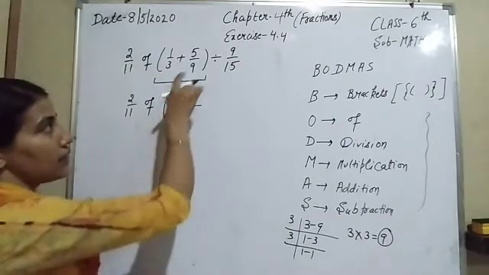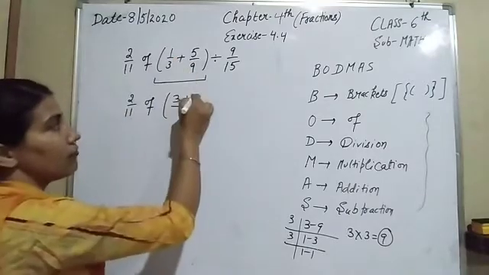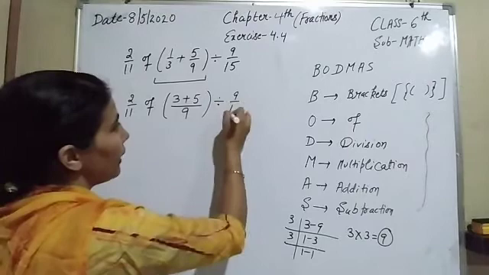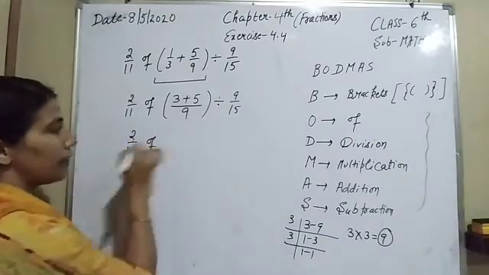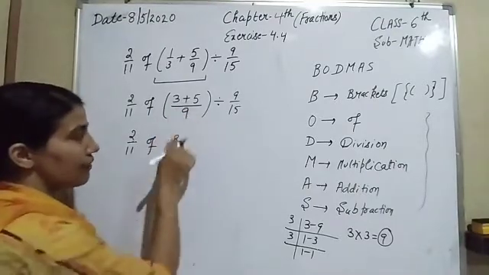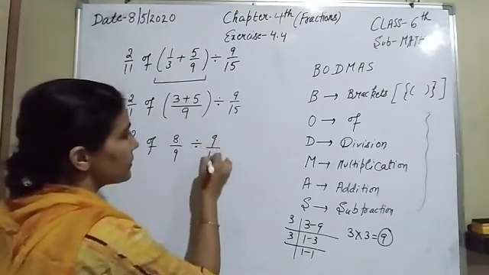Now here is plus. Again 9 divided by 9 is 1, and 1 multiply 5 is 5. And here is division 9 by 15. We have to solve the bracket firstly, so all others will remain the same. Now 3 plus 5 is 8 over 9. So we have solved this open bracket and all others are the same.